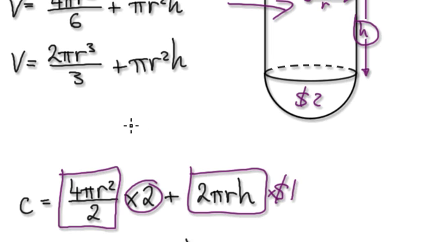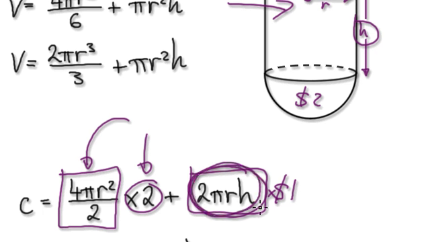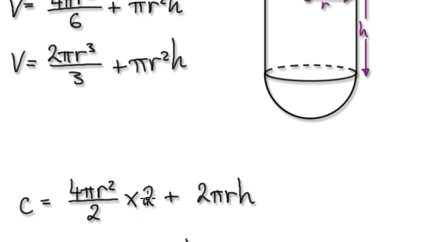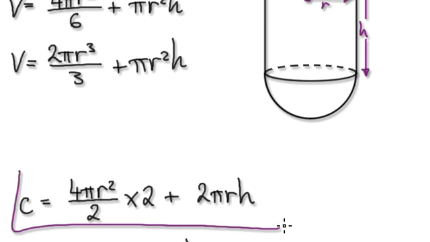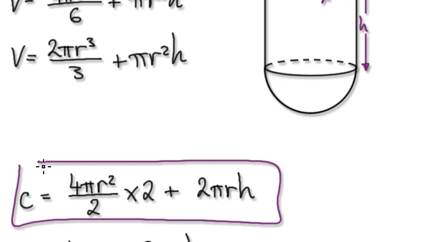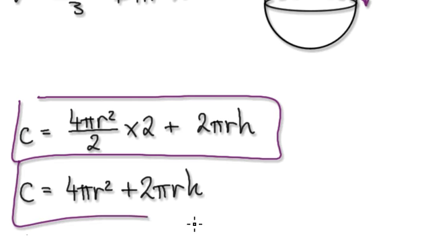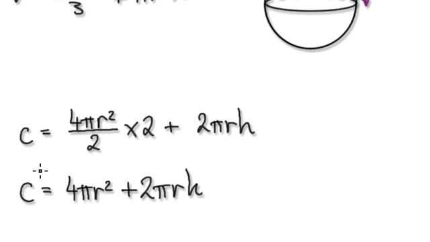So the surface area for the dome is given by this, times 2, and then the surface area for the cylinder, times $1, but you can just leave it as this. So the cost is given by this. Tidy up, and it will give you this. Okay, I will continue in the next video.